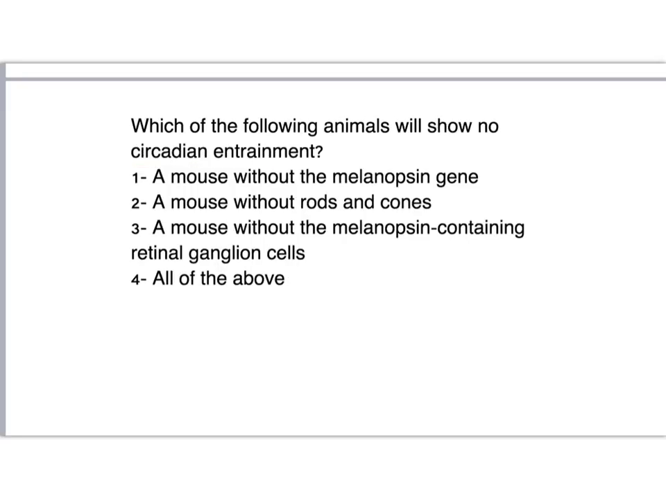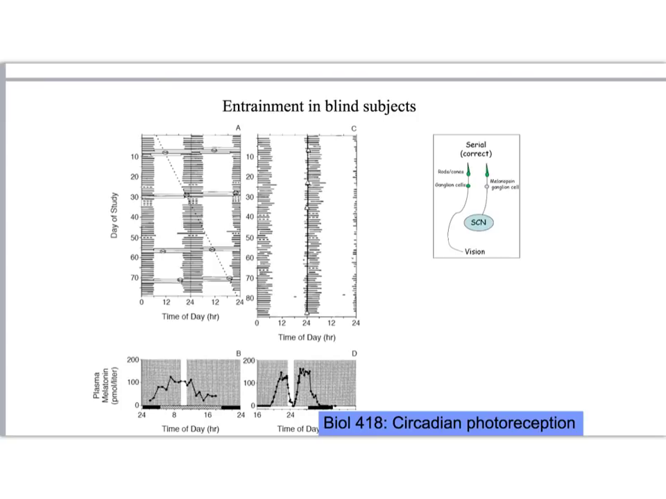Which of the following animals will show no circadian entrainment? A mouse without a melanopsin gene, a mouse without rods and cones, a mouse without the melanopsin containing retinal ganglion cells, all of the above. Again, think about these and we'll discuss them further.